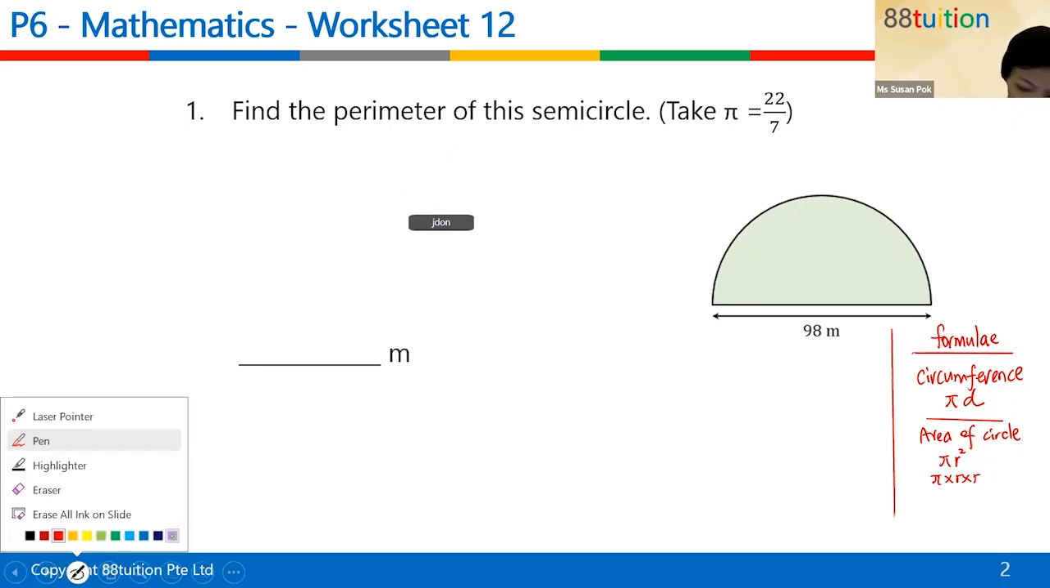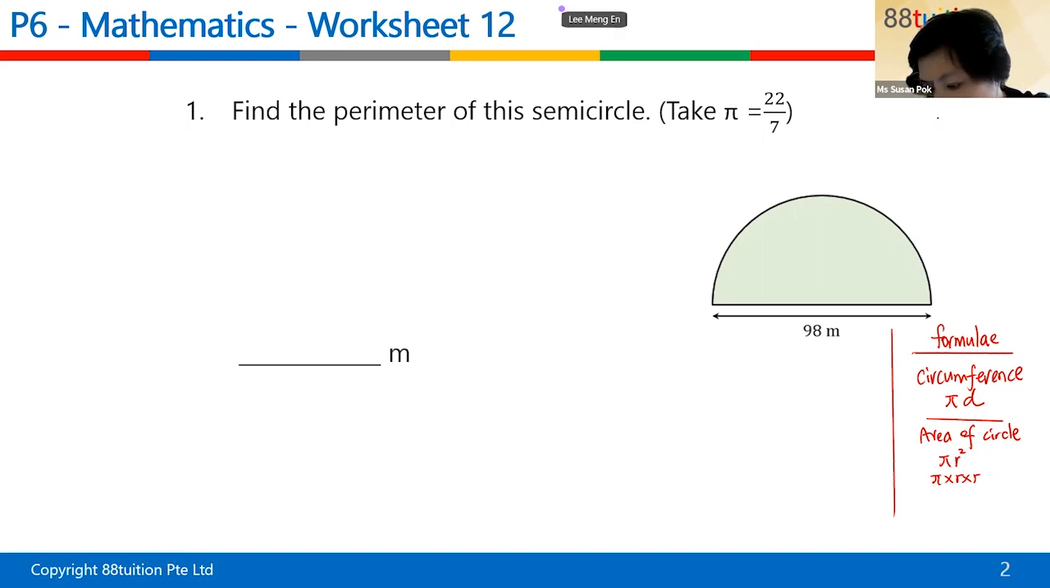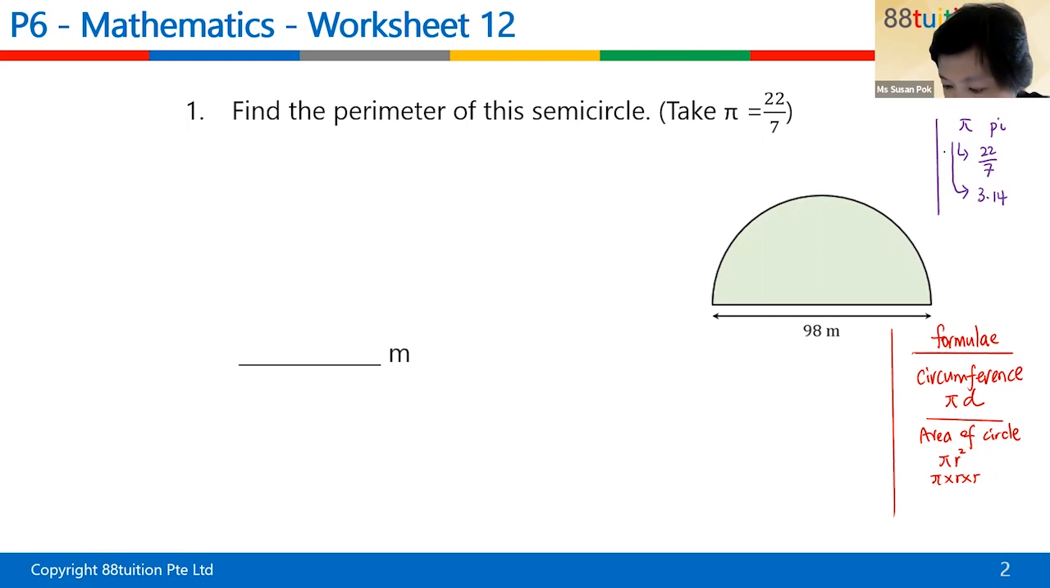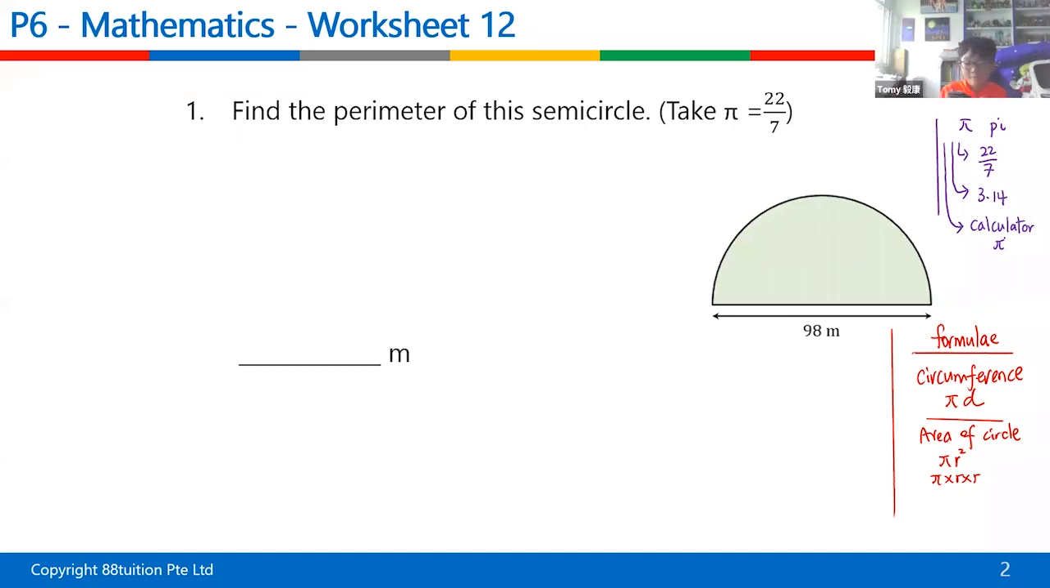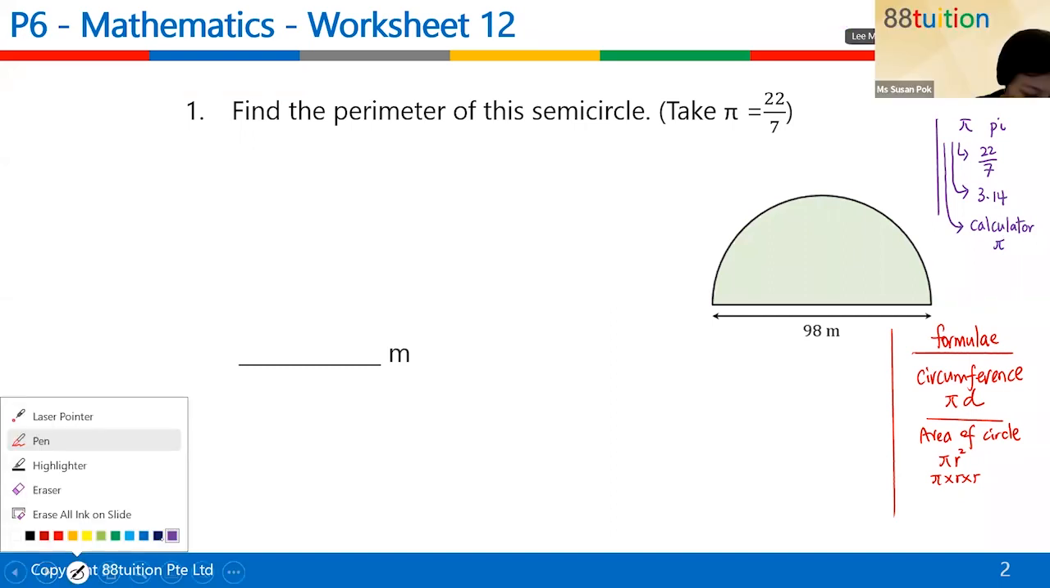So I'm going to add on what pi refers to. You have 3 values. Okay, pi is pronounced as pi. It can be a fraction, 22 over 7. The pi can come in as 3.14 if the question gives it to you, or sometimes they will say use calculator pi. Then you just use calculator pi.